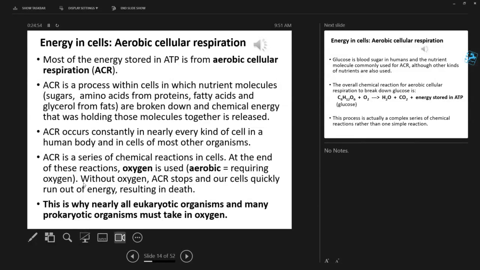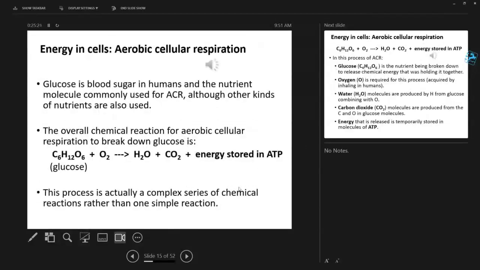So aerobic cellular respiration means breaking down nutrient molecules from the food we eat, like sugars, and amino acids from proteins we eat, breaking those molecules down using oxygen. This requires oxygen to release the energy that was holding those nutrient molecules together, and that energy is used to recharge ATP. So here is the overall chemical reaction for aerobic cellular respiration here.